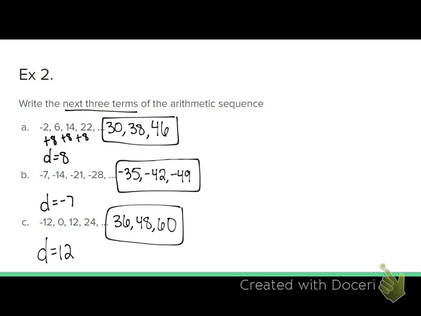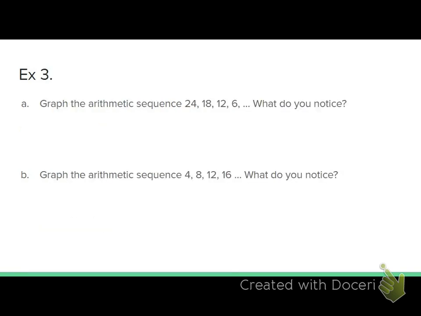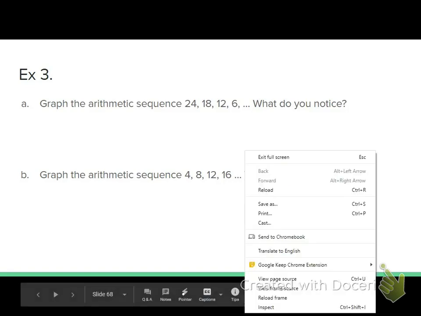Is this all going to be on the test? Yes. All of chapter 4 is fair game for the test. Okay, questions about finding terms in a sequence? Okay. All right, on letter A, they are asking us to graph the arithmetic sequence.